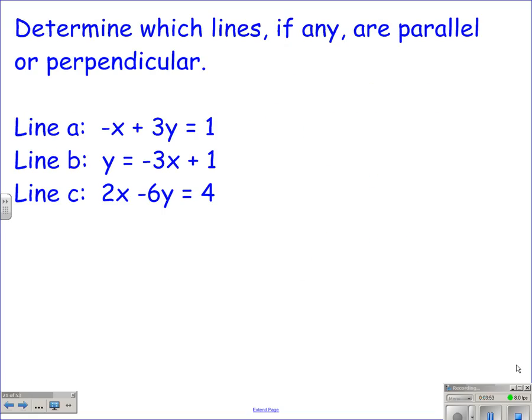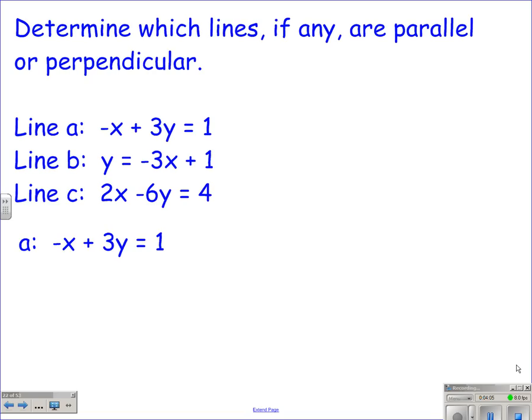Let's determine which of these lines, if any, are parallel or perpendicular. We're going to start out with our three lines A, B, and C, and let's put them into slope-intercept form if they aren't already in that. Line A is negative x plus 3y equals 1. And when we start working with that, it gives us 3y equals x plus 1. Let's divide by 3 on both sides and have y equals 1/3 x plus 1/3. That equation's now in slope-intercept form.